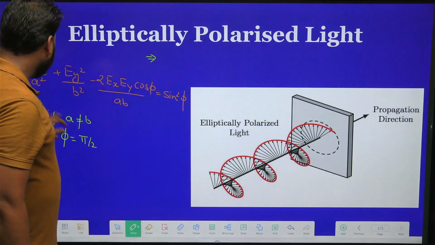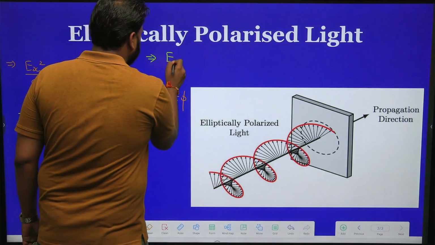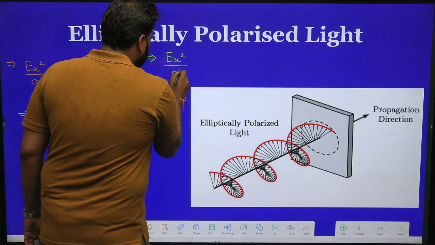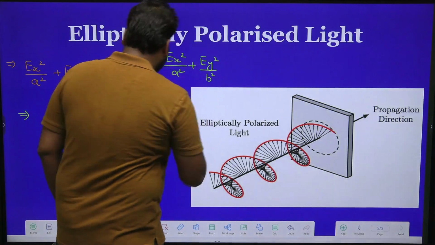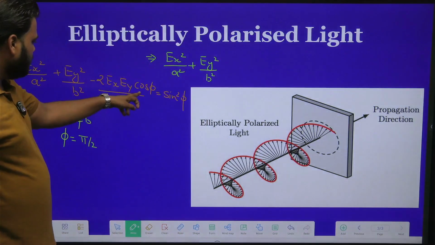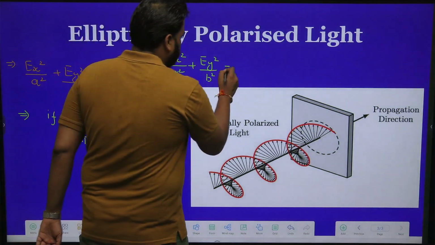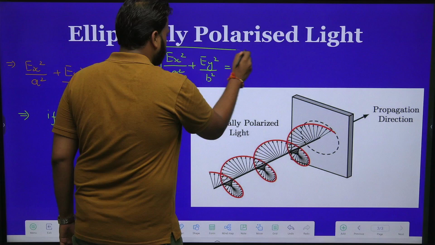If A is not equal to B, then we have Ex² over A² plus Ey² over B². Put φ as π/2, then cos 90 will become 0 and sin 90 becomes 1. That means we will get this particular equation.